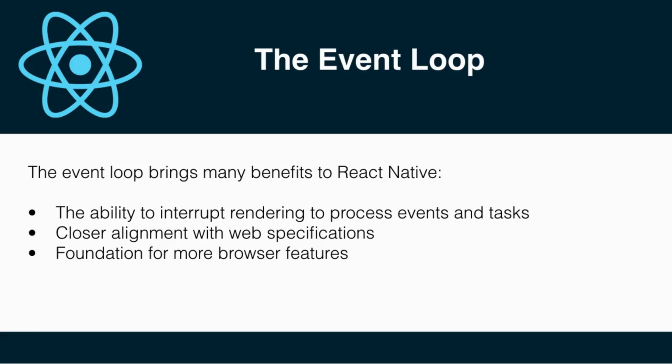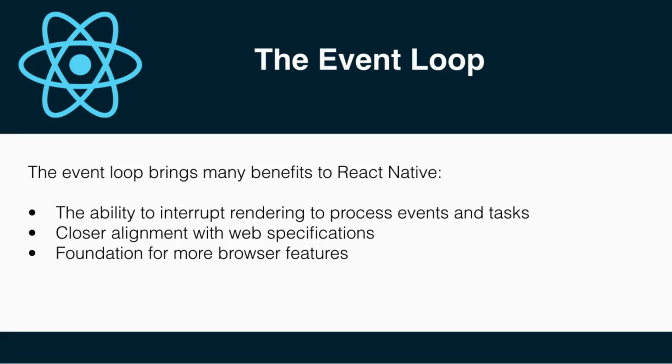The event loop brings many benefits to React Native, like the ability to interrupt rendering to process events and tasks, closer alignment with web specifications, and a foundation for more browser features. With the event loop, React is able to predictably order updates and events. This allows React to interrupt a low-priority update with an urgent user event, and the new renderer allows us to render those updates independently.